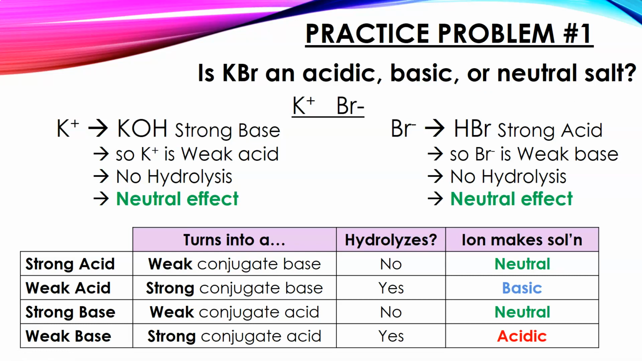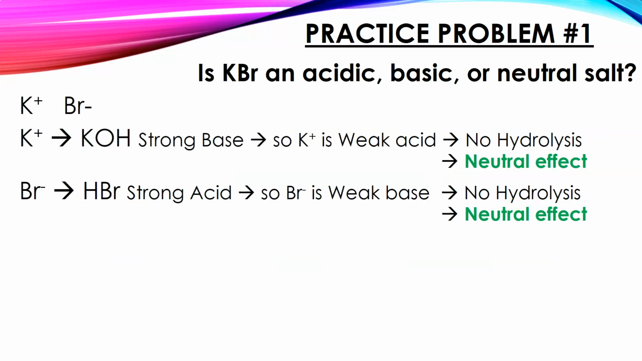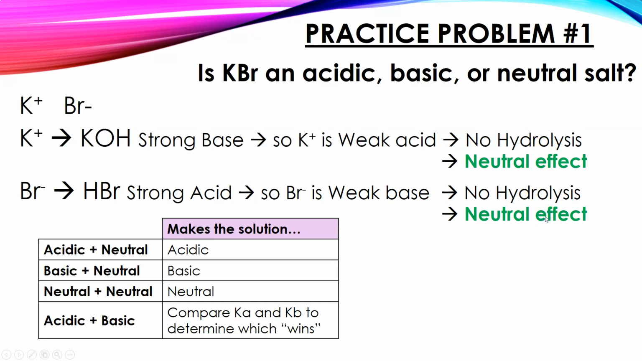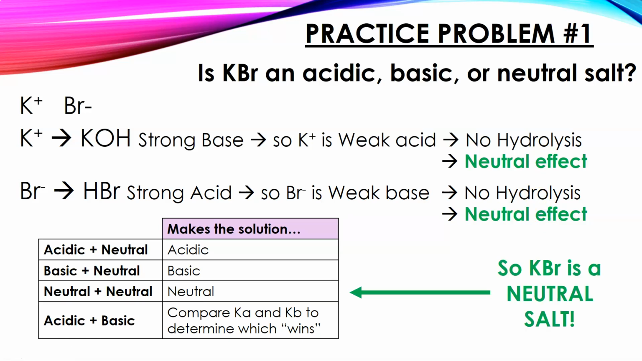So you can see that I have 2 ions that both have a neutral effect. So then I'm going to think about how those will interact with each other. How do they both contribute? Well, if I have neutral and neutral, you end up with neutral, right? So potassium bromide is a neutral salt.